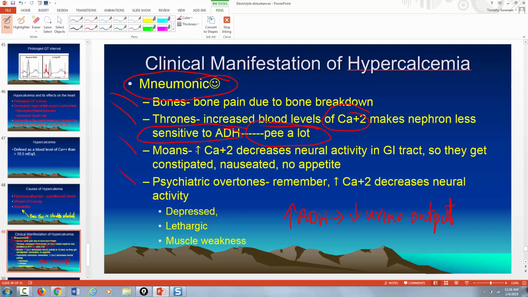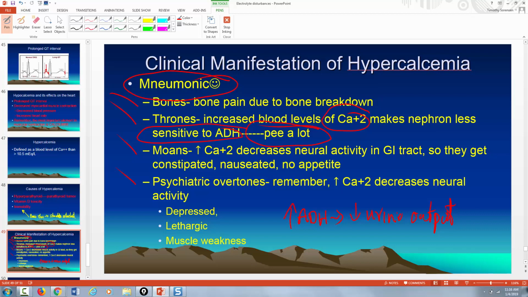Moans is, and we'll go over this, increased calcium decreases neural activity in the GI tract. It decreases neural activity everywhere. As a result, if your GI tract isn't contracting, because you need nerves to make the muscular wall of the GI tract contract, you will get constipated because you eat something and it won't empty through. The stomach gets over distended, and you get nauseated, and because your stomach is full because your GI tract isn't moving, you really don't have an appetite either.